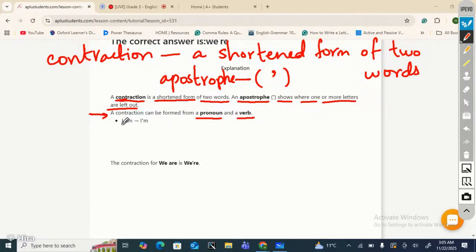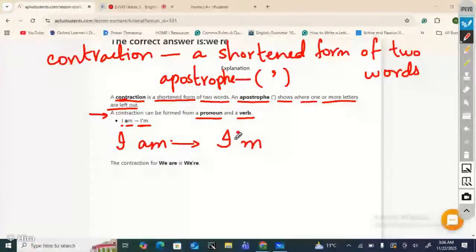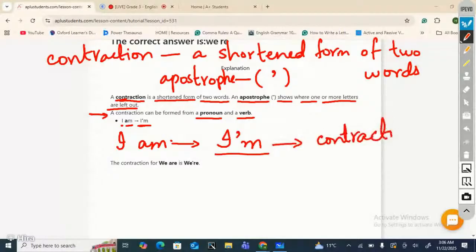Like if a pronoun I and the verb am begins the sentence, I am, then you can write its shortened form I'm, as it is written here. This is the contraction of these two words.